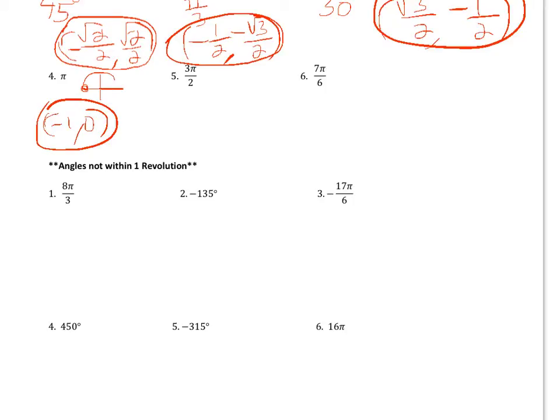3 pi over 2, well, that's all the way down. That's the same as 270 degrees. That's this point here, so it's 0, negative 1. So these you should get right away.